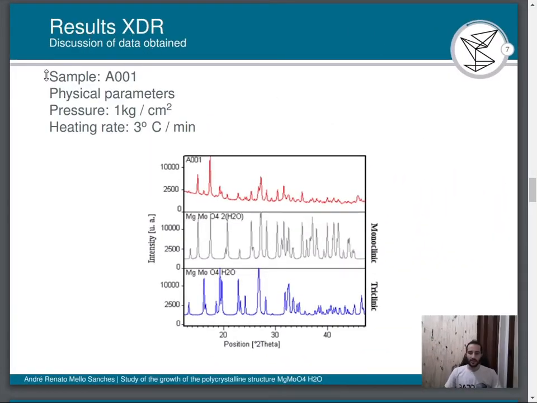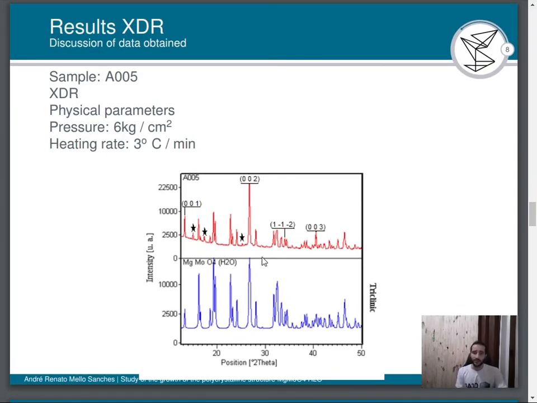Results XRD, sample A001, physical parameters, pressure and heating rate. The results obtained for this sample demonstrate that there are two simultaneous phases. The phases are related to the hydrated and dehydrated magnesium molybdate composition. The spectrogram has a composition of multiple crystalline planes related to the monoclinic and triclinic forms. We can observe that the hydrated phase has more intensity in sample A001, demonstrating that for these parameters, we obtain the hydrated phase more easily.